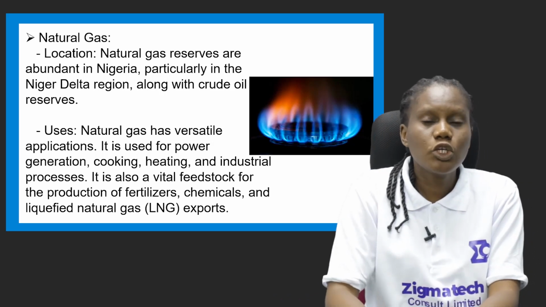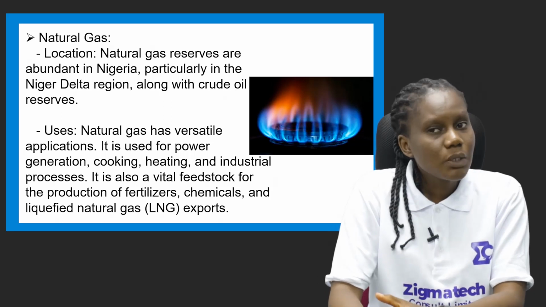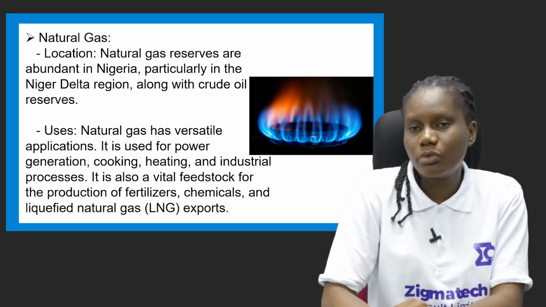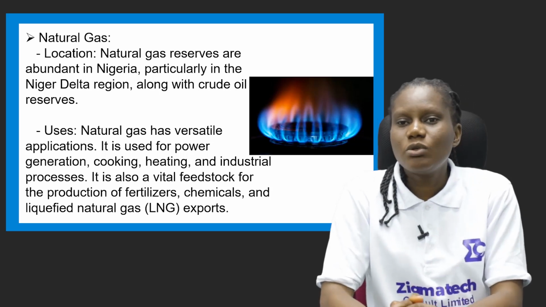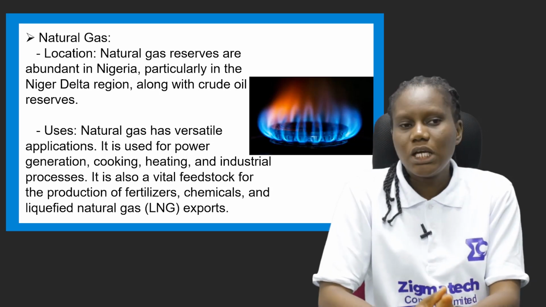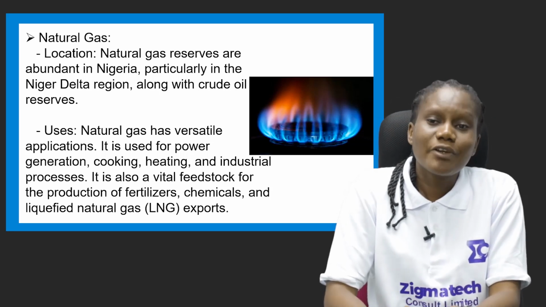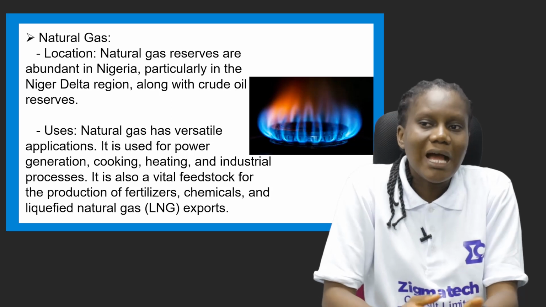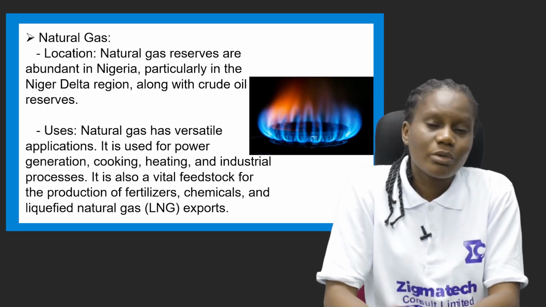Do not forget that we are still under fossil fuel, and under fossil fuel I told you that it's divided into three, which is our coal, number one, then the crude oil, and your natural gas. So where can you find our natural gas? Where can you find them? Particularly in Nigeria, it is found also in the Niger Delta region, along with crude oil reserves. And when I talked about Niger Delta, I talked about south.